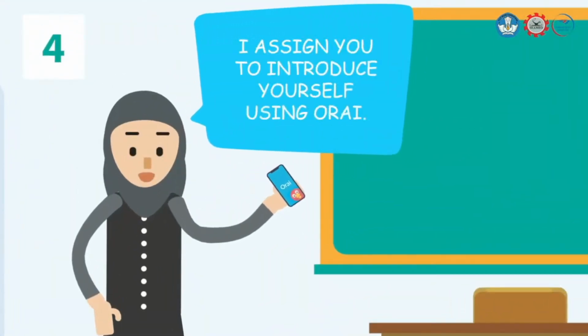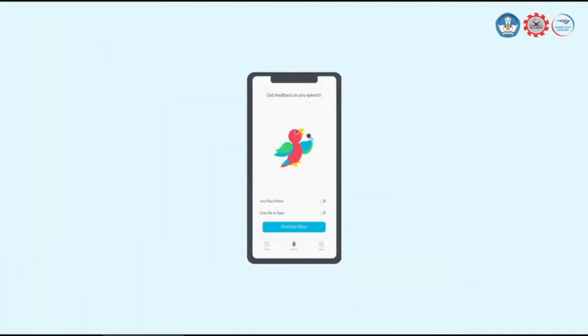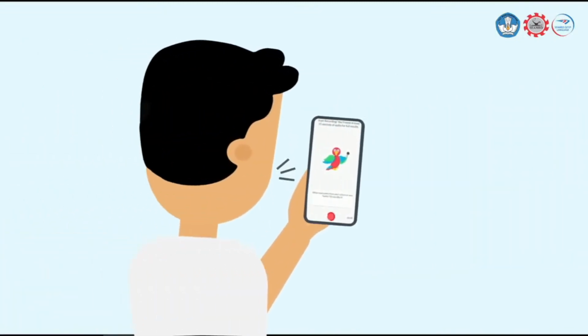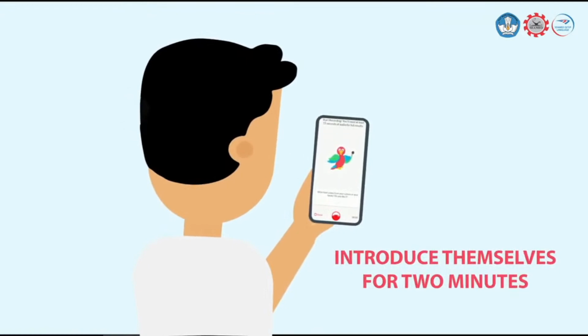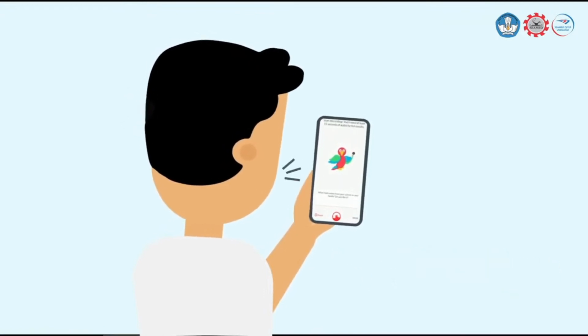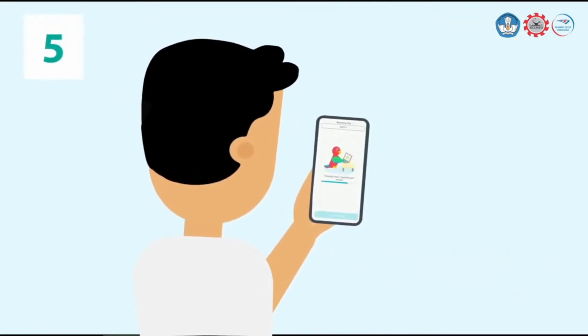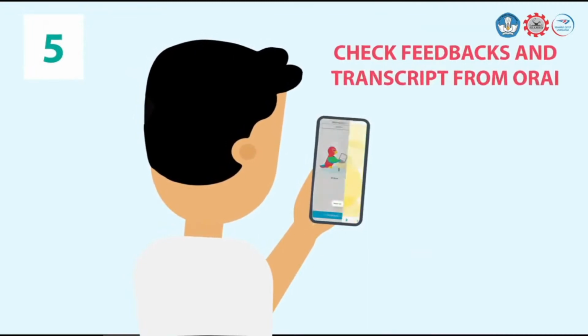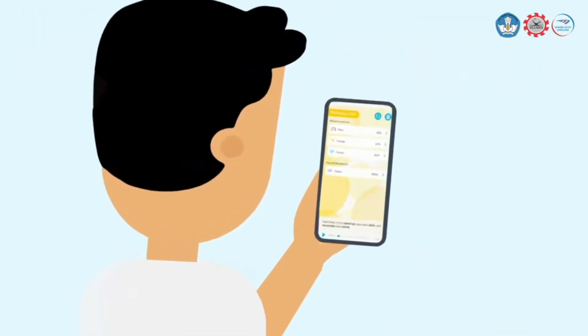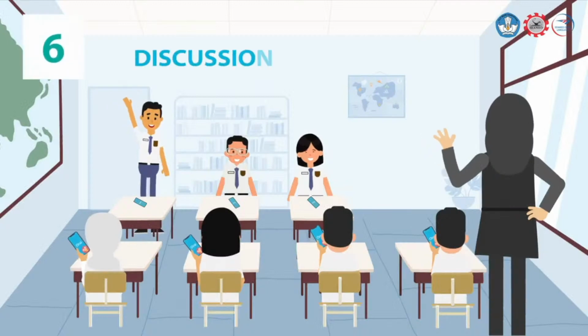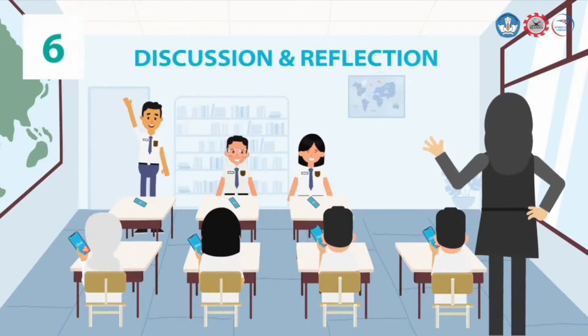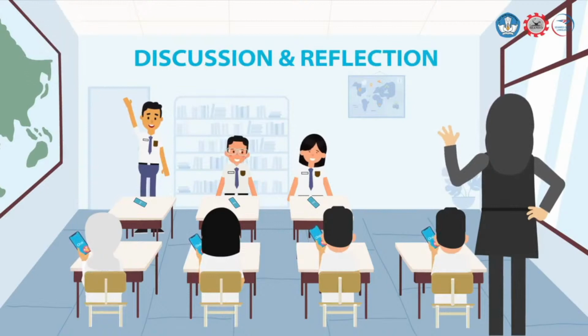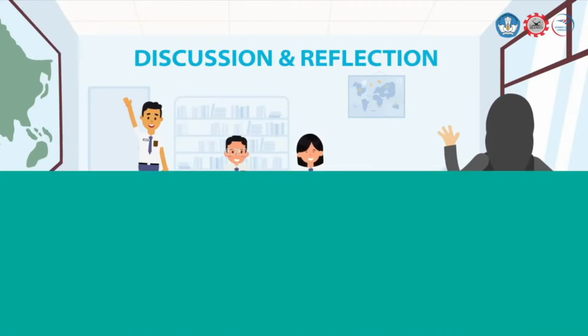Fourth, giving tasks to students to speak about their own self-introduction on the application. Students choose the feature Practice. Click the option Free, then they introduce themselves for 2 minutes. Fifth, asking again the students to check feedbacks and transcript from Orai. Sixth, or the last step, students and the teacher discuss the speaking practices on self-introduction.